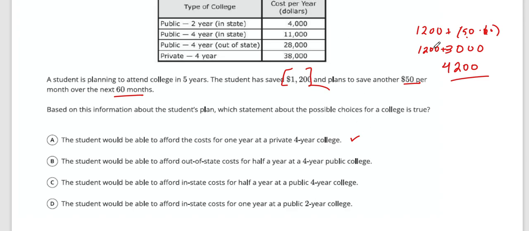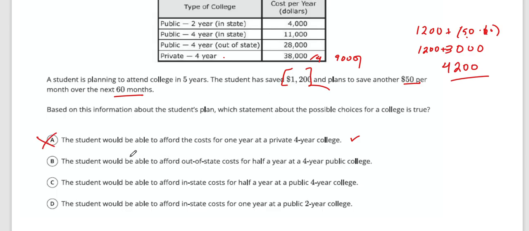Well, if he did 1 year at a private four-year, this one divided by four is how much? 9,000? No way. That's like over a $9,000 one, so not even close.